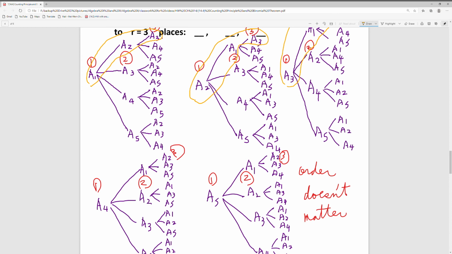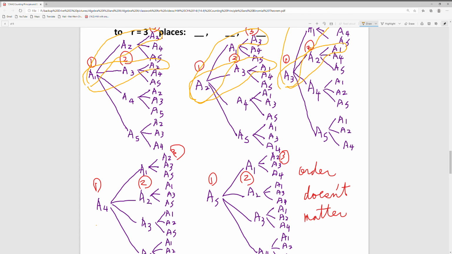A1, and there's no more, right? There's no more. A1, A2, A3. Let me see. A1, A2, A3. A1, A3, A2. Okay. A2, A3, A1. Here. A3, A2, A1. So nothing to do with A4 and A5.